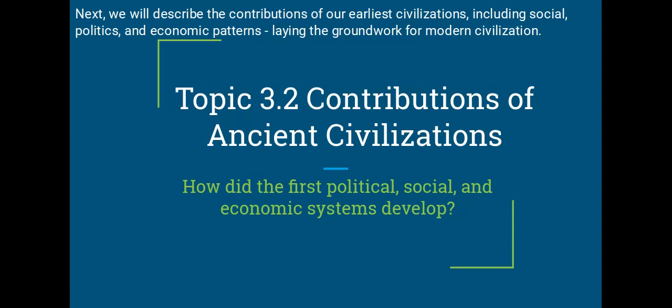Next, we're going to describe the contributions of our earliest civilizations, including social, political, and economic patterns. Basically, we're going to look at how they contributed to laying the foundation of our modern society. Sometimes that will be easy to see when we look at things like government and religion. Other times it'll be more difficult to see when we look at things like social status and social classes and the hierarchies that they develop from there. So we'll see some things that are similar to today, as well as some things that are a little tougher to recognize.